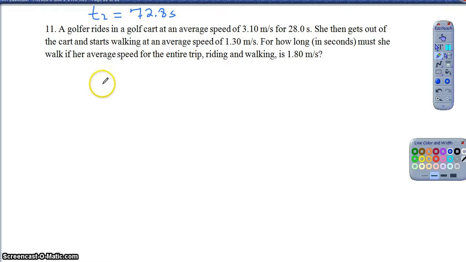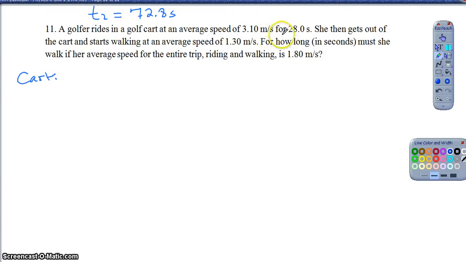Okay, so the key to this problem is breaking it up into the different stages of motion and then bringing the totals together as well. So I'm going to start by just identifying everything that I know. A golfer rides in a cart at an average speed of 3.10 meters per second for 28 seconds.